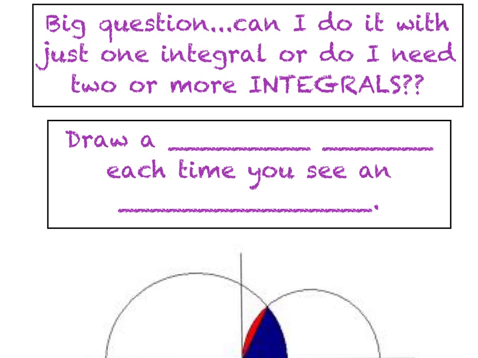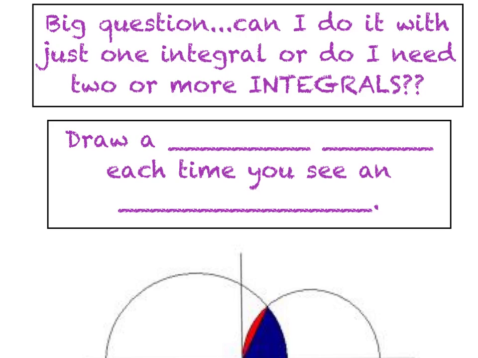We're going to jump right into our biggest challenge today, and we're going to ask this big question. Every time you get your drawing drawn and you start shading in the area they want you to find, you ask yourself, can I do it with just one integral, or do I need two or more integrals to find the total enclosed area? Back when we did rectangular coordinates, whenever the upper curve changes, we would stop and set up a new integral.